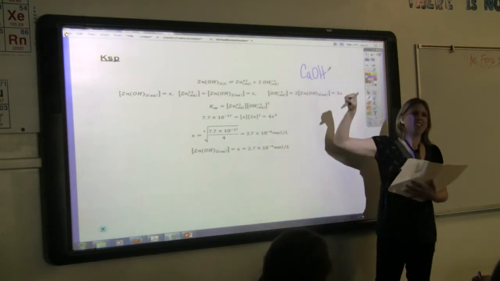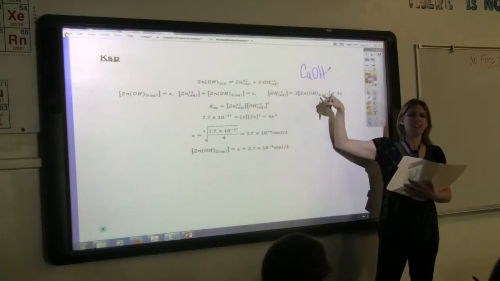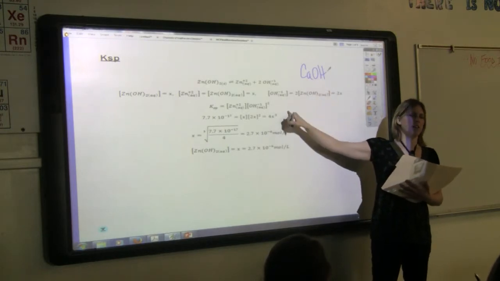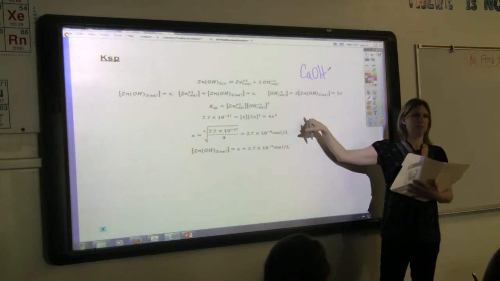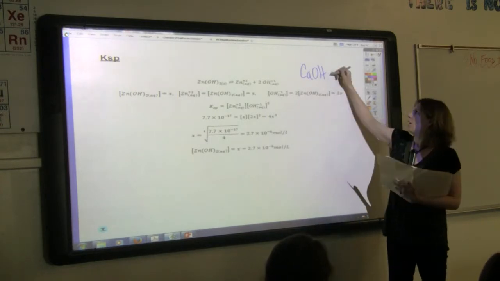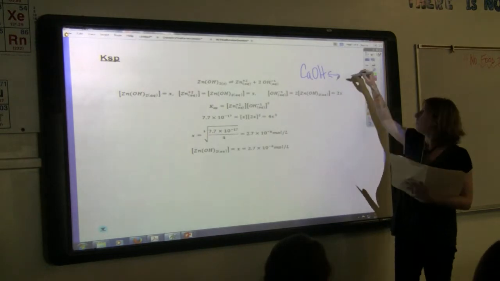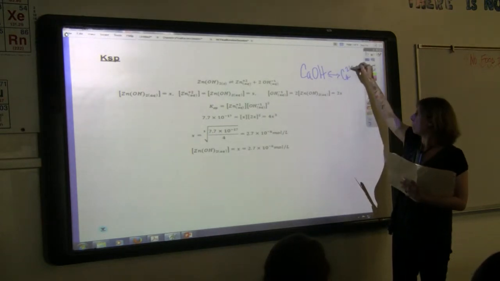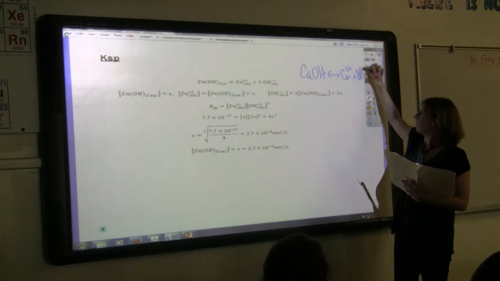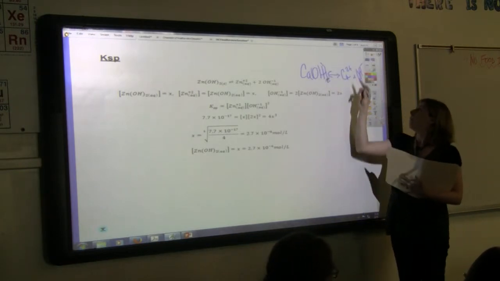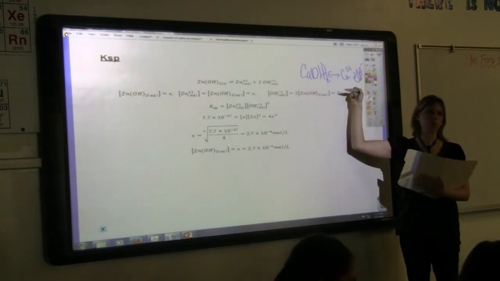That's all I have to give you to ask you what is the Ksp expression. Because for Ksp, it's always going to dissociate into its ions. So it would be Ca2+ OH-. Maybe like that. Alright, so that's what you would write.